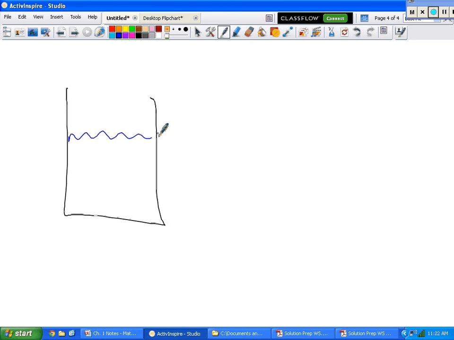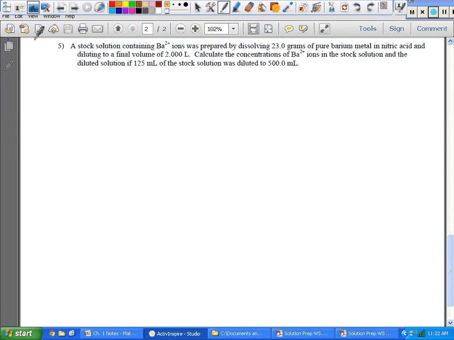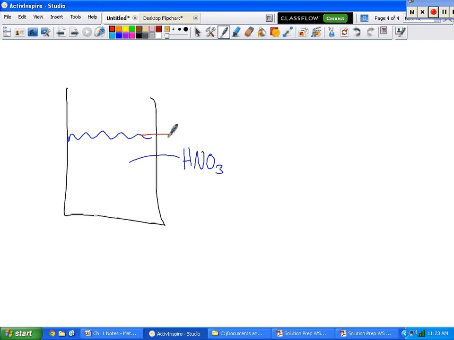Okay, it's HNO3, right? Does it tell you how much or anything? Okay. So a stock solution containing barium-2 ions was prepared by dissolving 23 grams of pure barium metal in nitric acid and diluting to a final volume of 2 liters. So we know that the final volume of this thing is going to be exactly 2.0 liters, and we started with 23 grams of barium solid. Okay? So let's think. This gets dumped into this, correct?